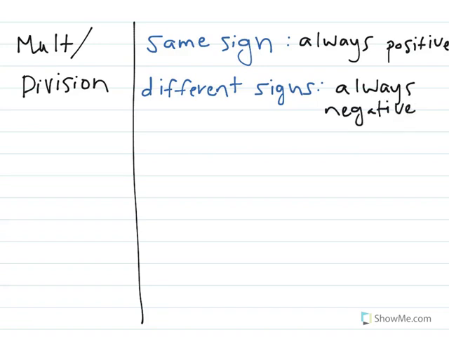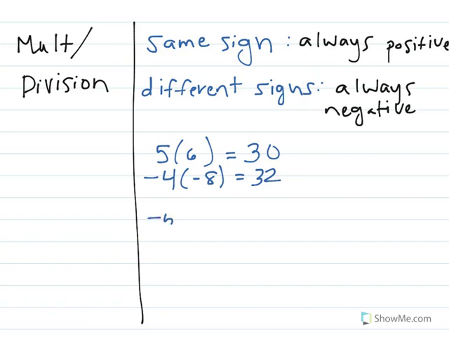So, if we just look at some examples here, if we have 5 times 6, they're both positive, so our answer is going to be positive. It's going to be positive 30, because 5 times 6 is 30. If we were to have negative 4 times negative 8, they're the same sign, they're both negative, so our answer is going to be positive because they both have the same sign, and it's going to be a positive 32. Now if we were to have negative 5 times positive 7, because we have two different signs here, our answer is going to be negative, and it's going to be negative 35.